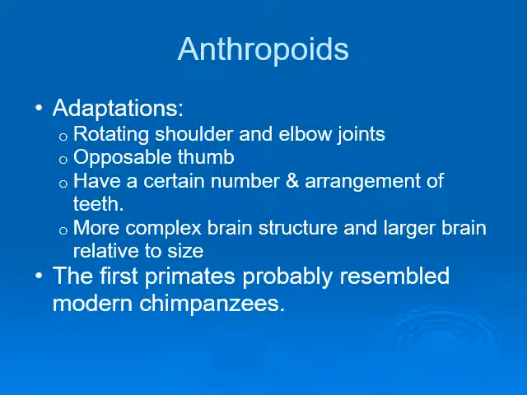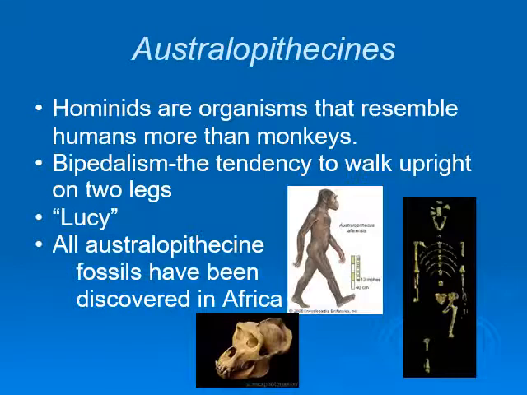The first primates probably resembled modern chimpanzees. So the first animals in the group of primates probably looked similar to today's chimps, not exactly alike, but similar, based off the fossils that we have found. So when we look at the primate order, there are a group of organisms called hominids that exist in this order. And actually, we're the only ones that currently exist today.